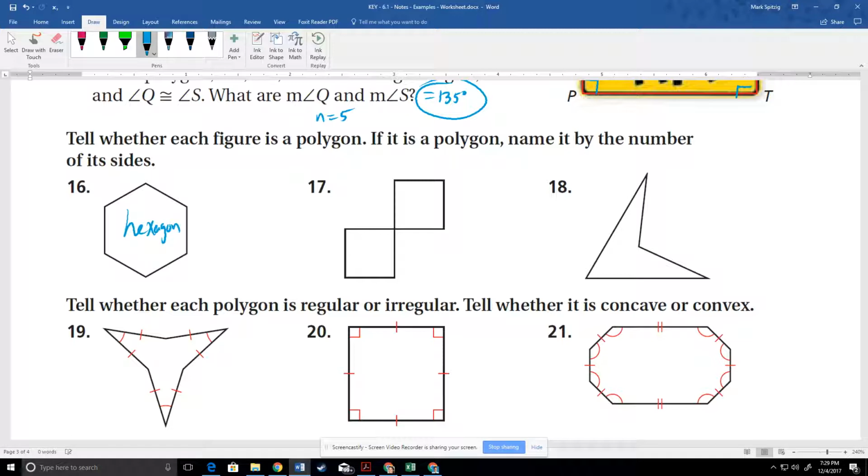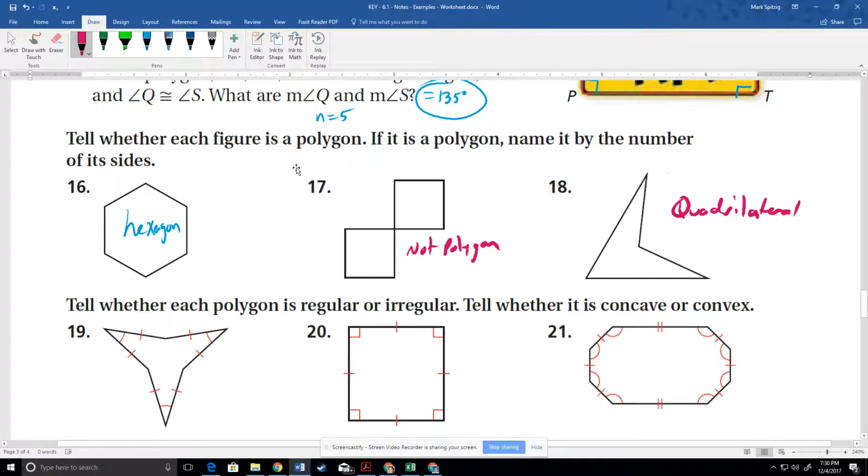This whole figure, individually, they're polygons, but this whole figure is not. So this is, no, not a polygon. Okay. This is a polygon, and it is a quadrilateral. Okay, and that's all we have to name. I mean, that is concave, so we could have named it if we wanted to. It is irregular, but yeah.